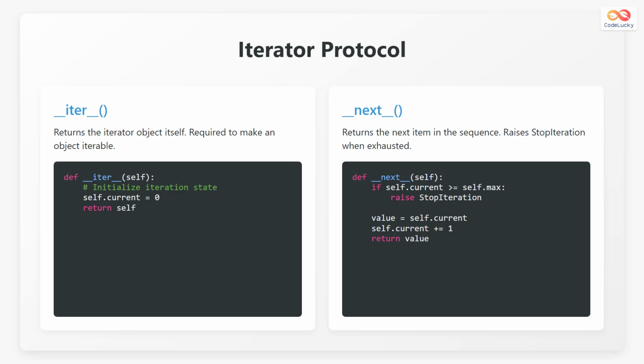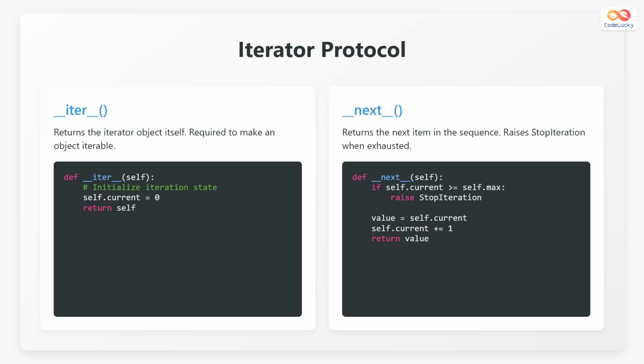The Iterator Protocol is central to how iterators function in Python. It consists of two essential methods, __iter__ and __next__. Let's start with __iter__. This method returns the iterator object itself. It's required to make an object iterable. You typically use it to initialize the iteration state, setting up any necessary variables. In this example, we initialize the current attribute to 0 and then return self.